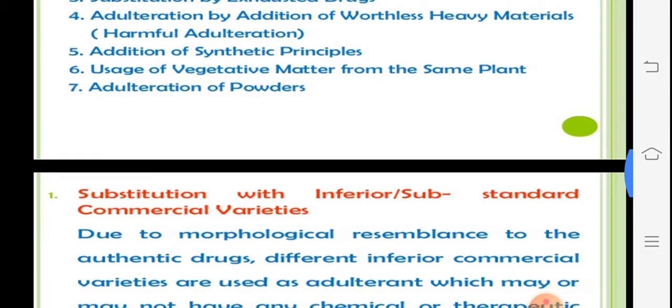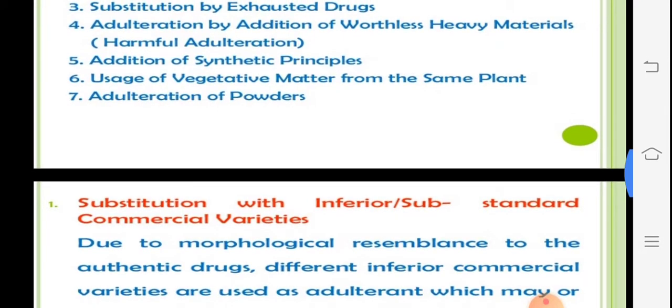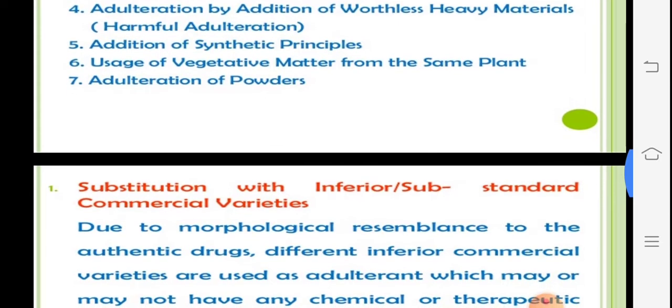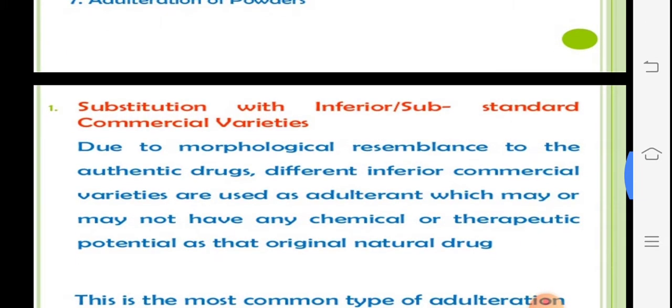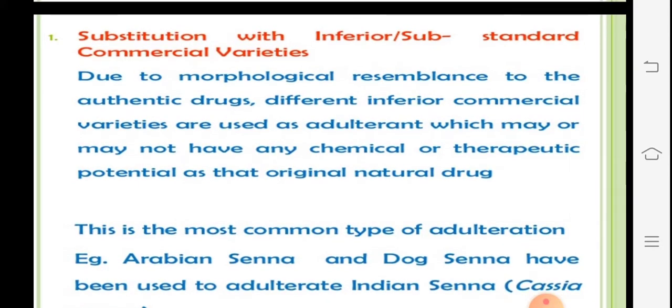Then synthetic principles, some organic solvents and perfumes are added. Then adulteration into the powders, done into the powder and sold at the market. Then substitution with inferior substandard material. Due to the morphological external resemblance, it is easy to mix inferior and superior quality, therefore chemical tests, physical tests, then microscopy are used. For example, ginger or the Arabian senna added into the dog senna.